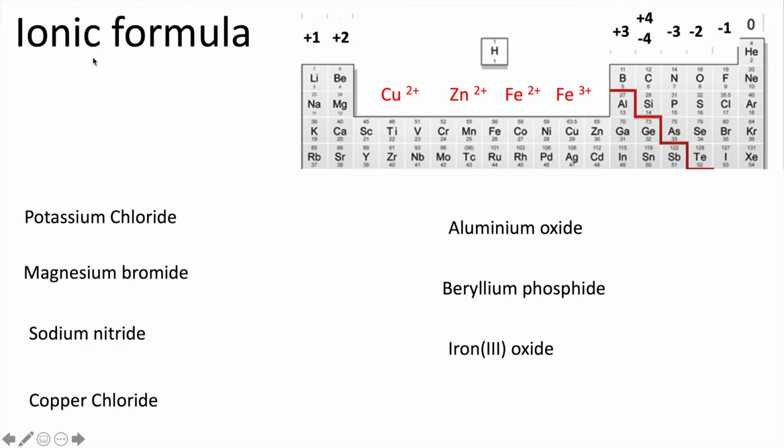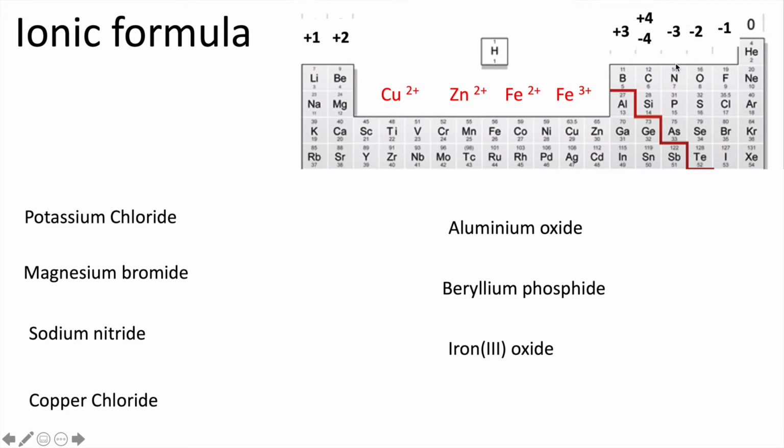In this short video, we'll be looking at how to work out ionic formula using the periodic table. Remember, metals lose their outer electrons to gain a full outer shell underneath, whereas non-metals gain electrons to form a full outer shell. So group 1 metals lose 1 electron, becoming a +1 ion. Group 2 lose 2 electrons, becoming a +2 ion, and so on.